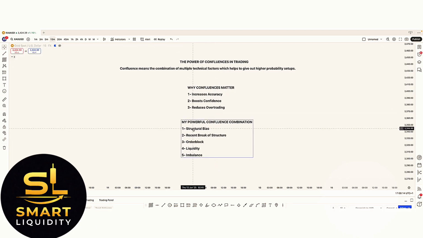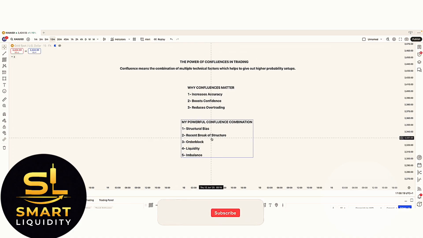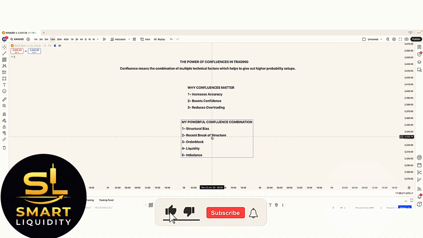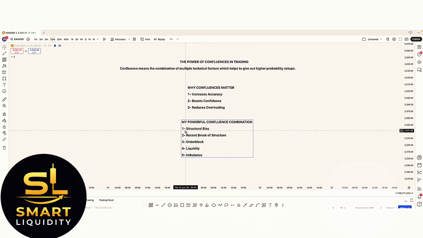Now, when I get that structural bias, the next thing I need to look out for is the recent break of structure following my bias. That is why the structural bias is number one. With this structural bias, I will have a clue of the next thing I need to do. Then I will use all these, back it up, and take my trades.